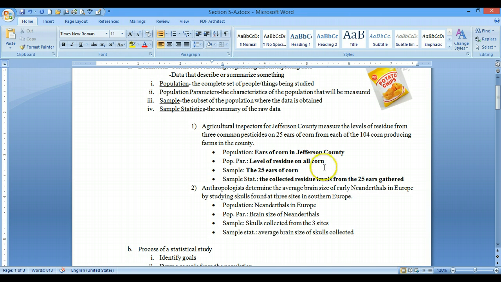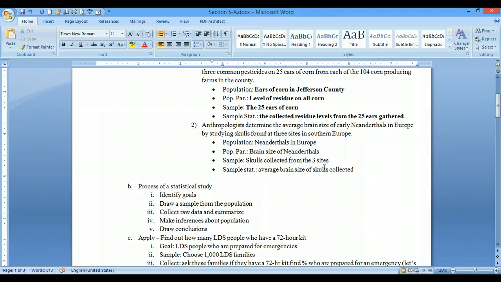The process of a statistical study. The first thing we need to do is identify the goals, and then draw a sample from the population, and it needs to be representative of the population. Then collect all the raw data and summarize. Number 4, make inferences about the population. And number 5, draw conclusions.